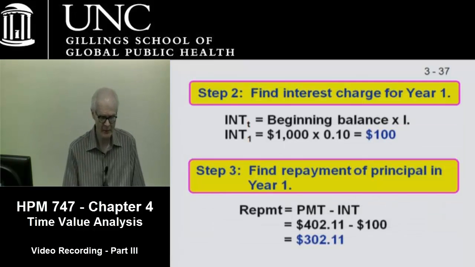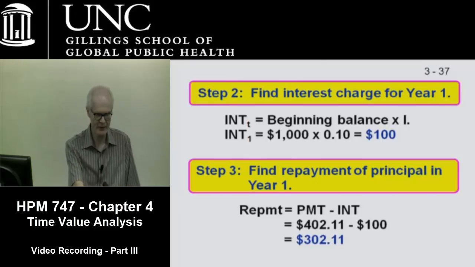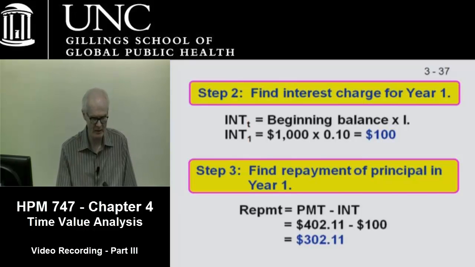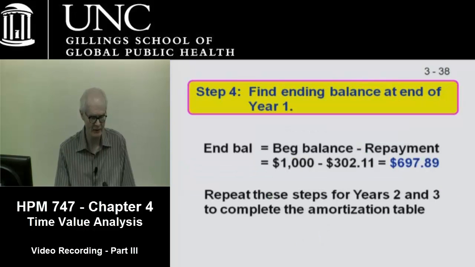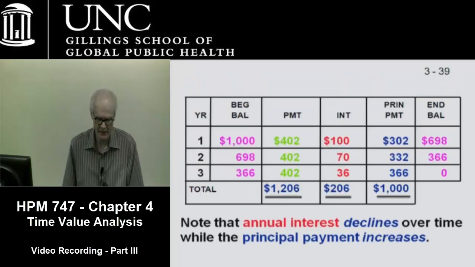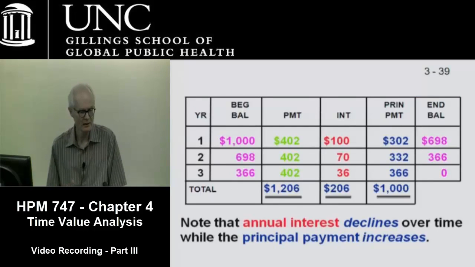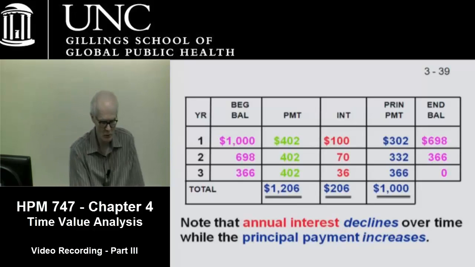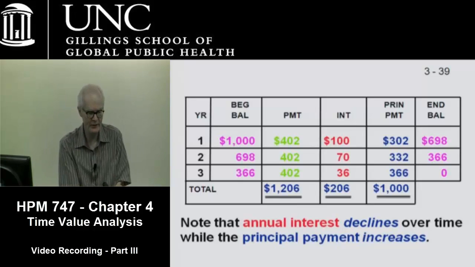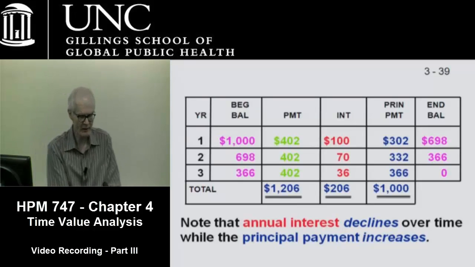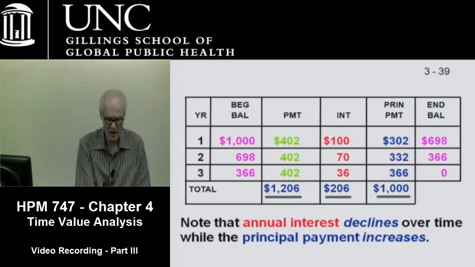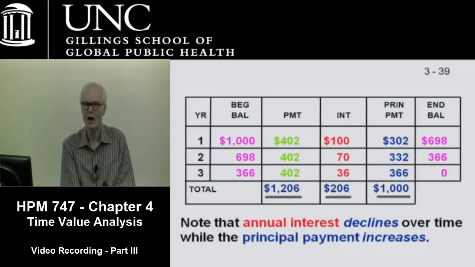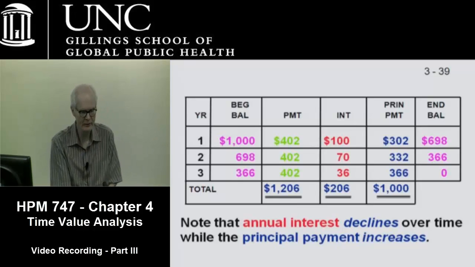So the next thing we do is we find the beginning balance, which is the $1,000 times the interest rate, giving $100, and then the difference between the payment and the $100 is the payment of principal in that year. So let's quickly go through this table. In year 1, in the upper left-hand quadrant, there's $1,000. That's the value of the loan. We're going to make a payment of $402. Of that $402, $100 is interest, which means that $302 of it is principal.